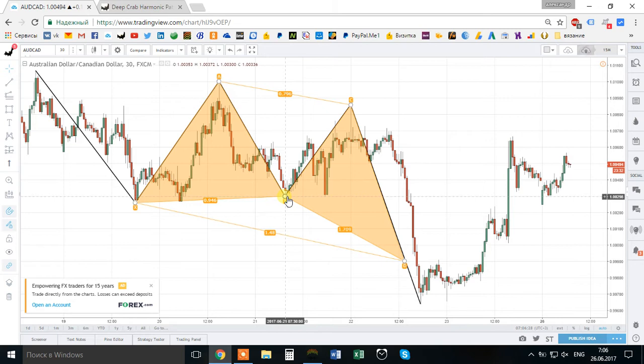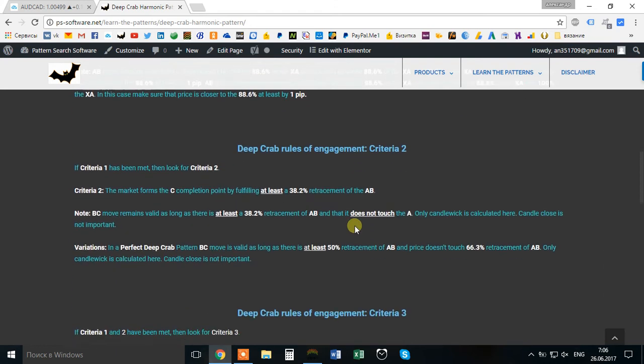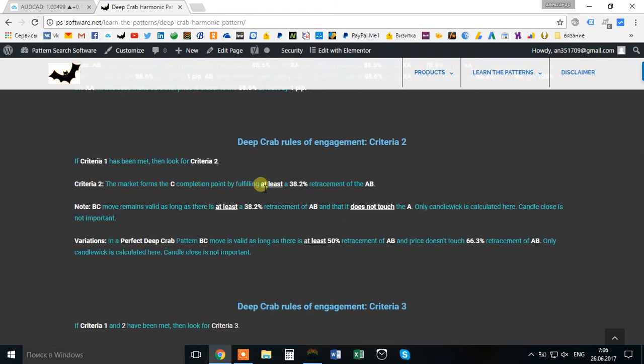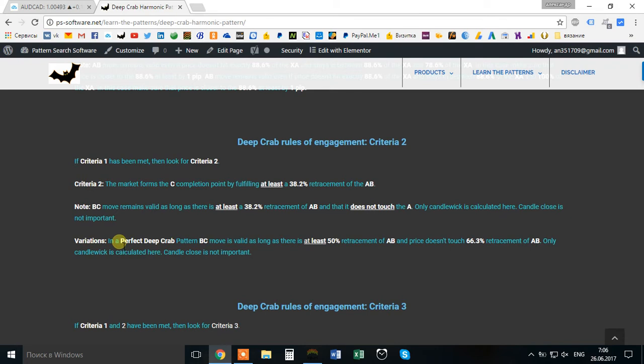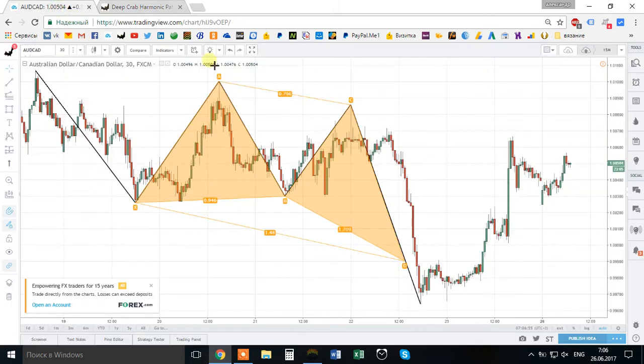So let's look at the next criteria, the C point. The second criteria says that the market retraces at least 0.382, but it should not touch A. We have 0.796, exactly what it is. If we trade a perfect deep crab pattern, it should retrace 0.50 but not exceed 0.66. Well, it exceeds 0.66, so this is not a perfect one, it is a standard crab pattern.